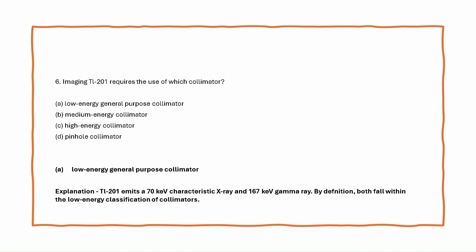So thallium has characteristic X-rays in the range of 67 to 81 keV, and it has basically two gammas, 135 keV and 167 keV. So in order to detect these gamma rays, a low energy general purpose collimator will be the best to achieve the best spatial resolution.